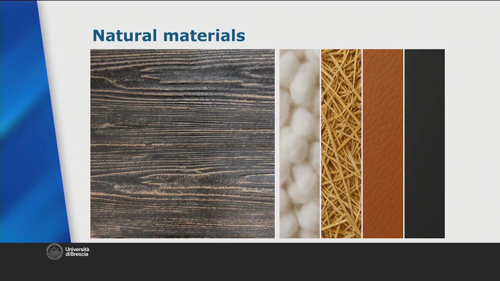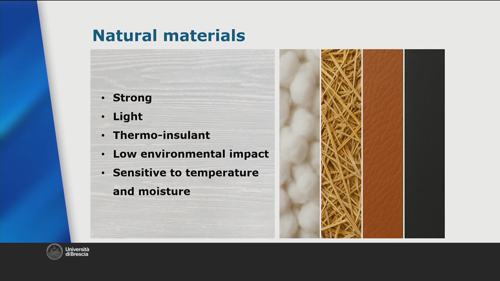Cotton, leather, straw, but in the construction field it is mainly represented by wood. Wood is valued for its strength, lightness, insulating capacity, and low environmental impact. However, it must be carefully selected and treated, as it is sensitive to humidity and temperature changes. Finally, there is a large family obtained by combining different materials together, thus creating unique properties that are better than those of the original materials.